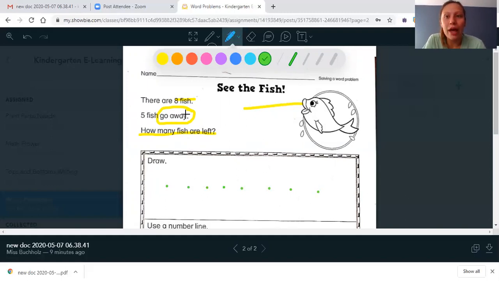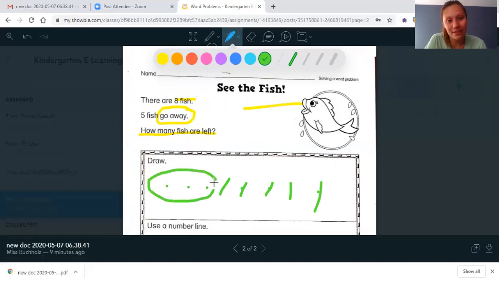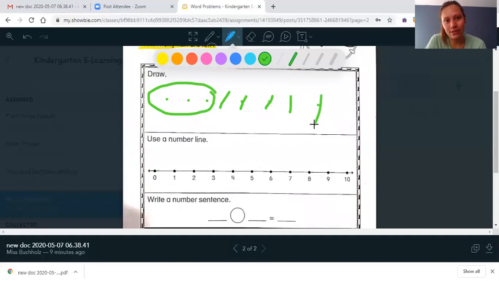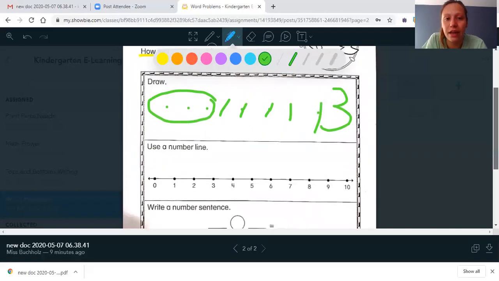All right, how many fish go away? Good, 5. So I'm going to make an X or slash through 5. 1, 2, 3, 4, 5. Your turn. So how many dots do I have left without slashes? Good. So how many fish are left? Good, 3.